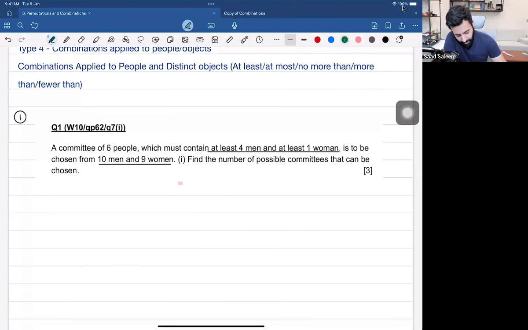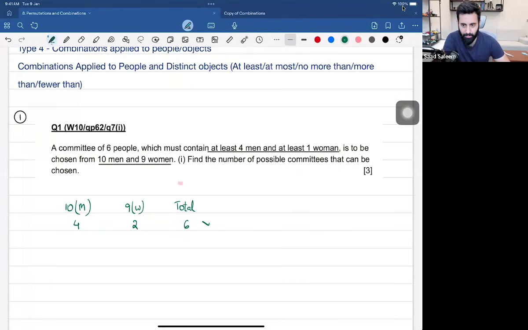Write down the total number of men that you have. So you have 10 men. Write down the total number of women that you have, and that's 9. Don't forget the total number of people that you want. No matter how you divide between the men and women, the total must be equal to 6, meaning the number of men plus the number of women must be equal to 6. So one possible way is that we have 4 men and 2 women, correct? 4 men and 2 women make a total of 6, so that's correct. We'll figure out how we can work this out.